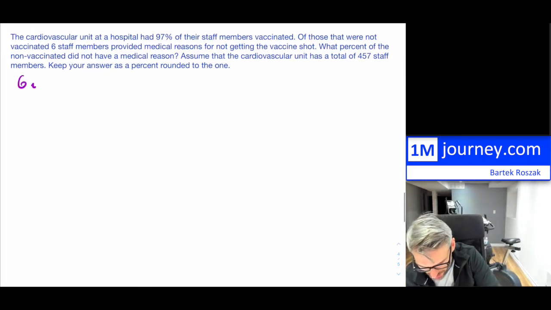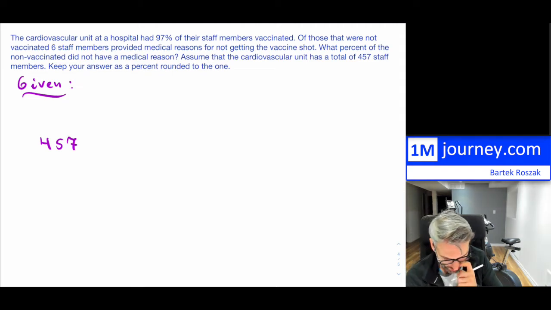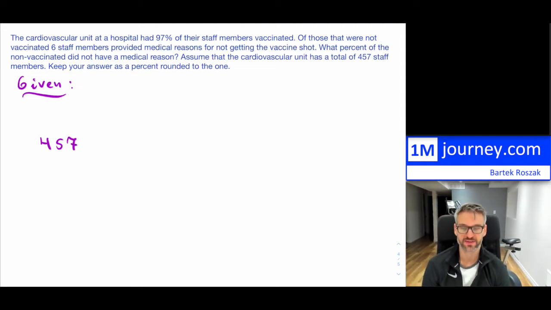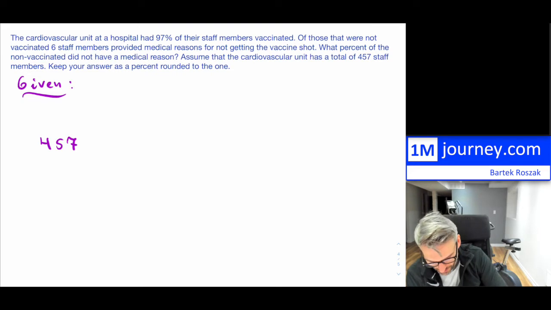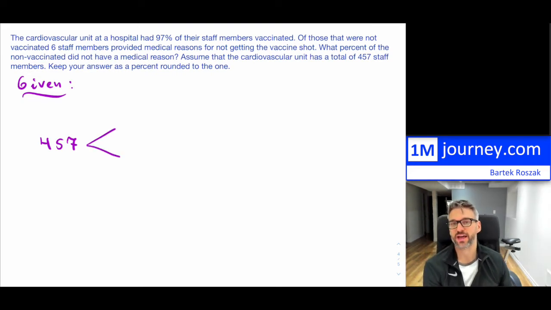Okay, so that's what I'm going to start with. I basically always begin with, what is the total amount? Now in this case, they give me the total amount. That's 457 staff members in this cardiovascular unit. From that, I can go back into the question and ask, what do they tell me about these staff members? Well, the first sentence says that 97% of these staff members were vaccinated. So I can draw 2 lines, which means I'm going to break this down into the vaccinated and the non-vaccinated staff members, right? They should split up so that the total is equal to 457.